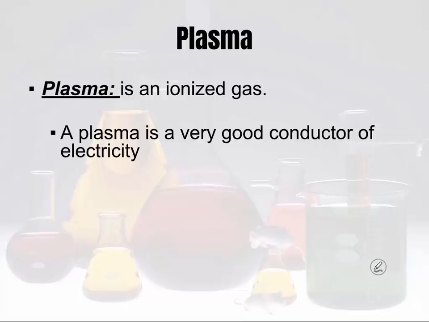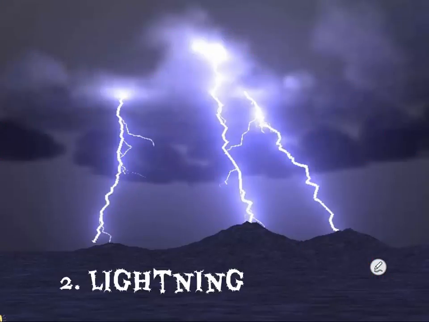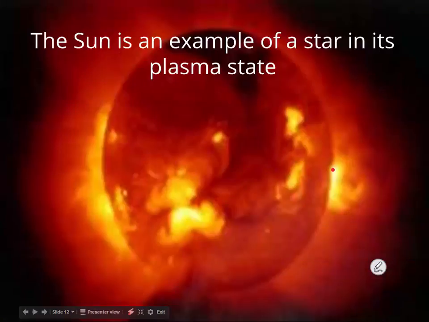So where do we see plasmas? In flames, where it gets really hot. Lightning usually ionizes some of the air around it. The aurora borealis, or the aurora australis, the northern lights: those are charged particles coming into our atmosphere that become ionized gases. The sun is in a plasma state, or any star for that matter. Plasma is actually the most common state of matter in the universe. Okay, not on Earth, but in the universe. All of the stars are made of plasma.